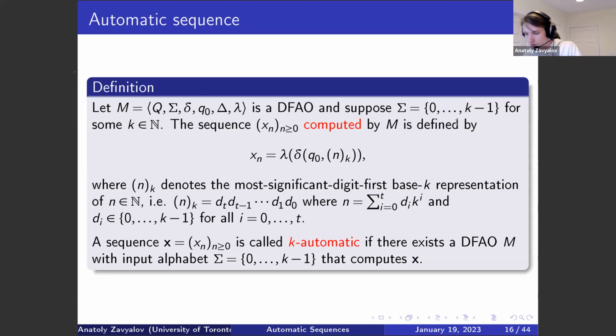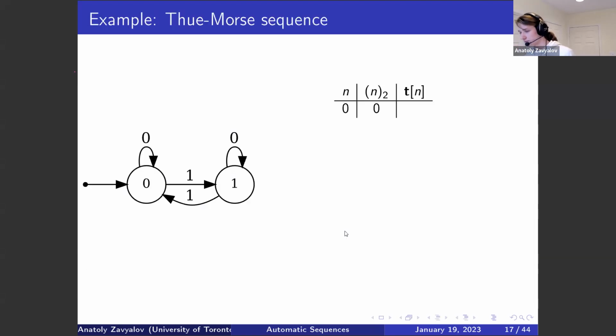If you're given a sequence and it can be computed this way through an automaton, like there is an automaton that computes the nth term of the sequence when you plug in the base k representation of n, then that sequence is called k-automatic. That's what an automatic sequence is. So let's just look at an example.